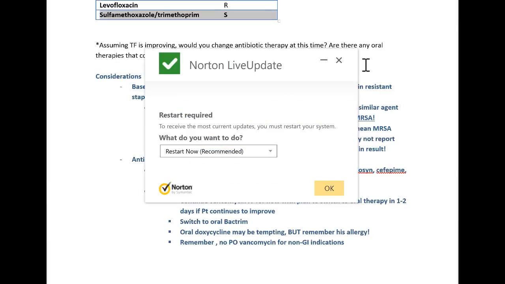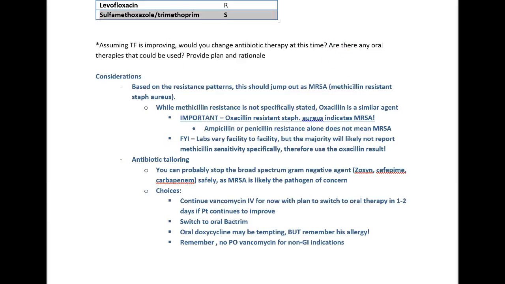So you can really do, geez, my computer just needs updates apparently. So you can really just do one of 2 strategies, I think. Continue the vanco for another couple days, 1 or 2 days, and then see if he improves, switch him to oral Bactrim, or switch him to oral Bactrim immediately. It just depends on how comfortable you are. I probably didn't give you enough information to really make that decision, and that's okay. In a test situation, it's not going to be that complicated.